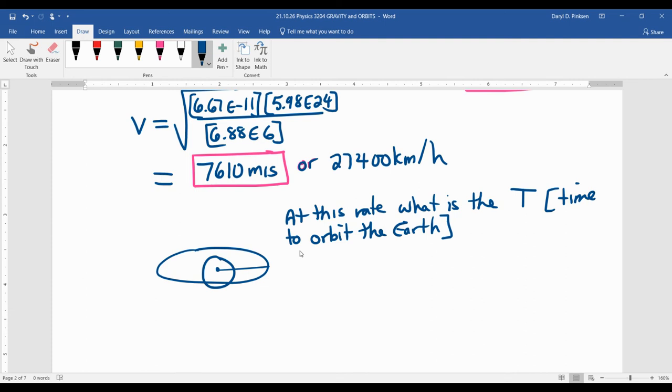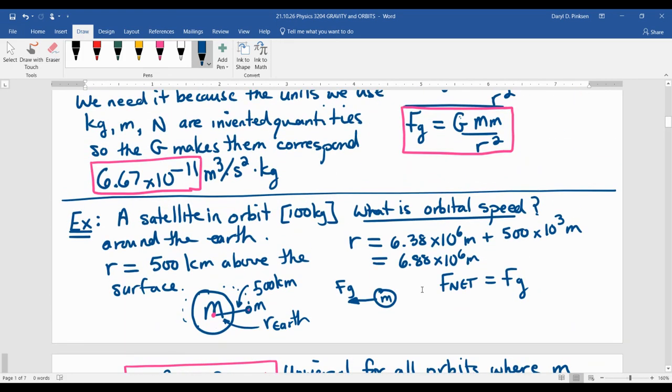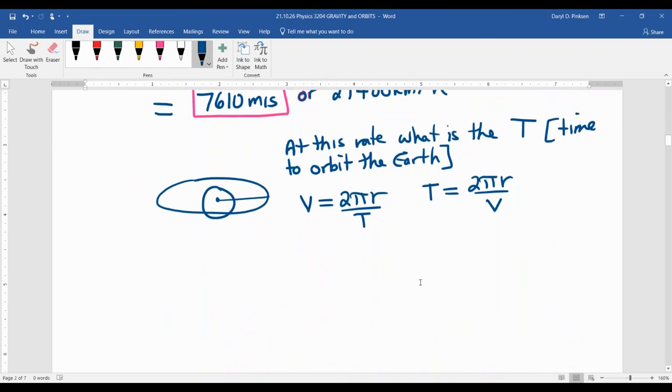Well, remember, the speed is equal to 2 pi r, which is all the way around, all over t. The t is 2 pi r over v. And we've already found the radius. It's up here, 6.88 times 10 to the 6. So now all I've got to do is, this is going to give me my answer in seconds, 2 pi times 6.88 times 10 to the 6. And the v we discovered is 7610.